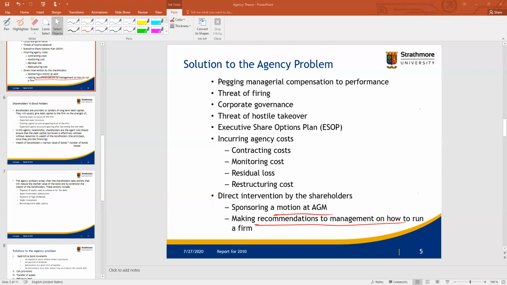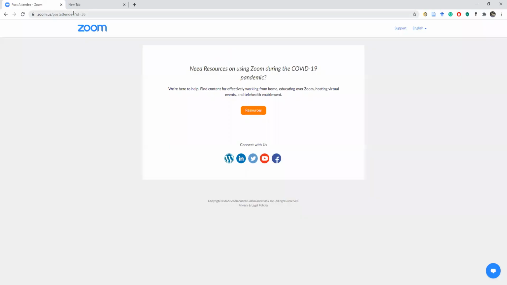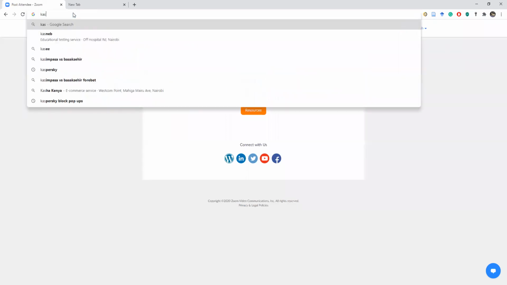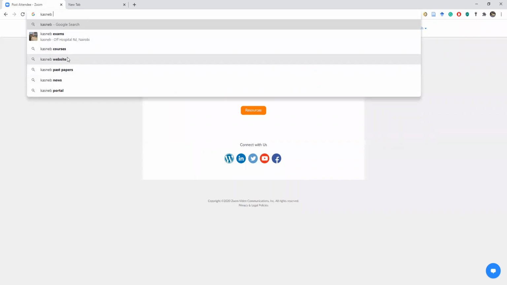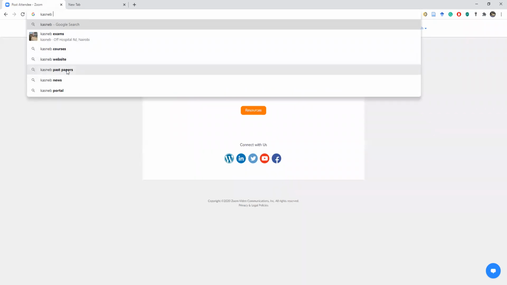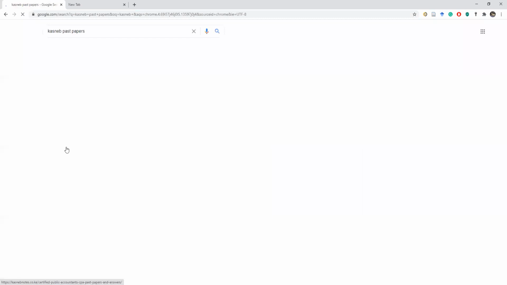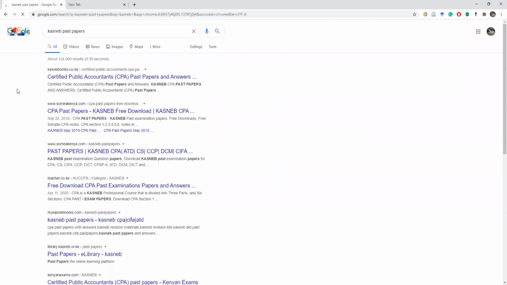So let me try to check on the KASNEB site. Let me project my Google Chrome here to show you how to access them. So, you can see my browser. If you just search, for example, KASNEB past paper, I hope that they're still there. The last time I checked they were there. You can see KASNEB past paper.